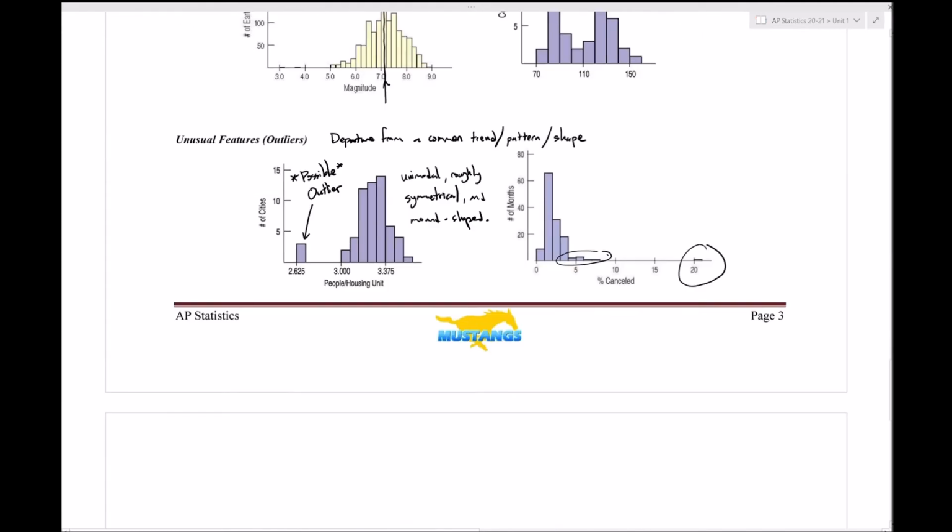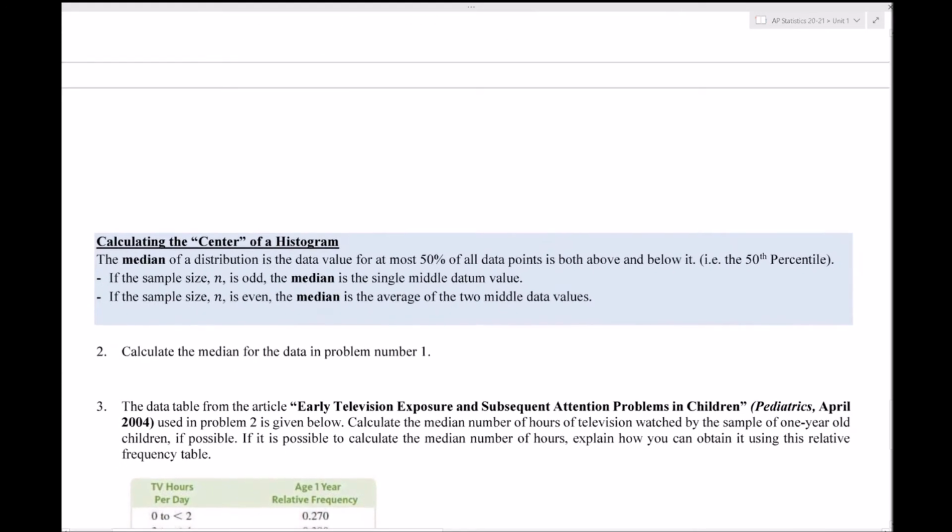So let's talk about center then. We have our definition here, and in this case we're going to use the median. Median is literally if I arrange the data set from least to greatest or greatest to least. It can be done both ways. As long as you arrange them in a particular order, either ascending or descending, we can find out what the middle value is, no problem.